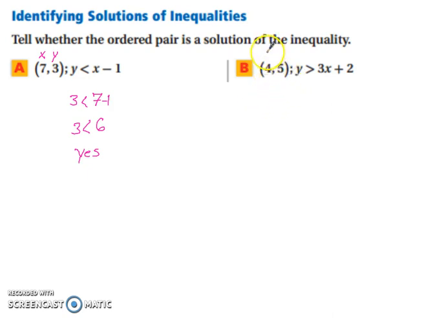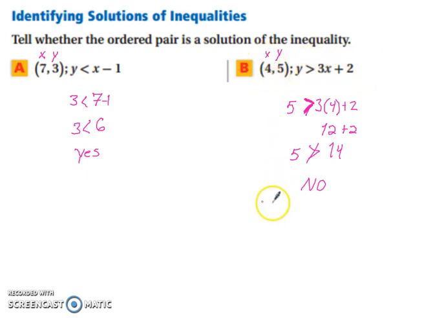So now let's try B. Once again, we have an x, y coordinate, so we're going to replace our x values with 4. So we have 3 times 4 plus 2. And we're going to replace our y values with 5. And that's an inequality symbol, not a 7. Sorry about that. Okay, so now we have 3 times 4 is 12, plus 2 gives you 14. 14 is not less than 5, so no. This coordinate does not create a true statement.